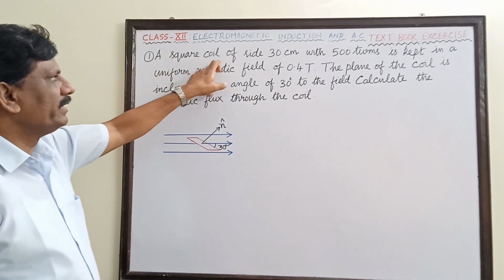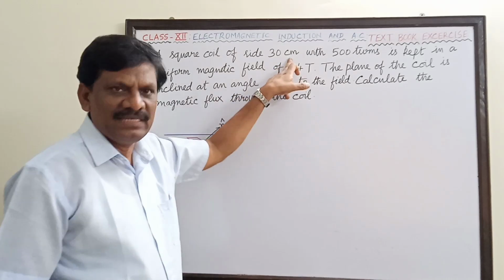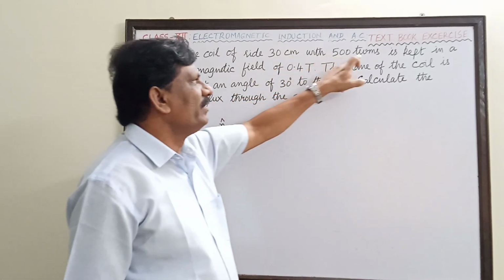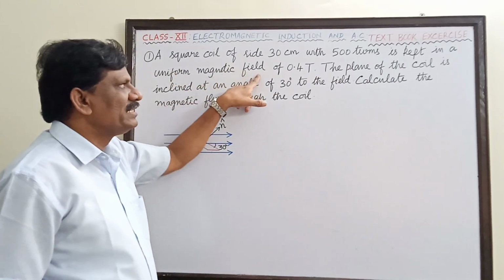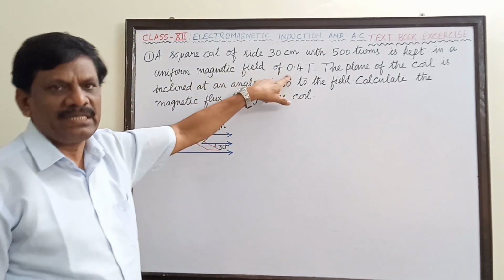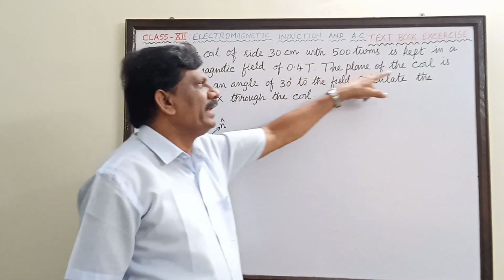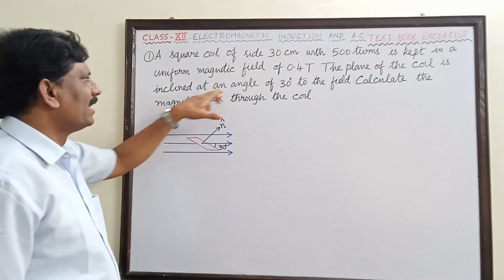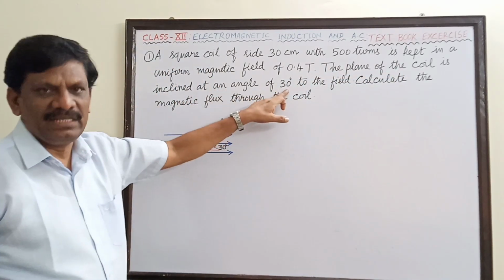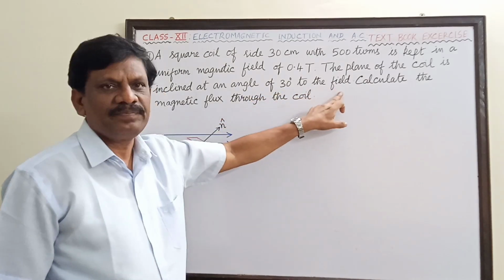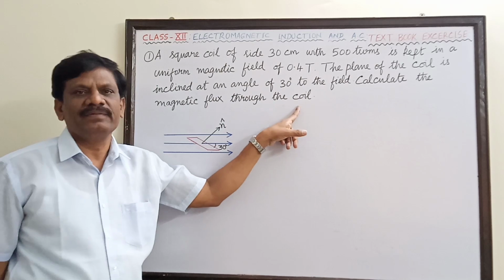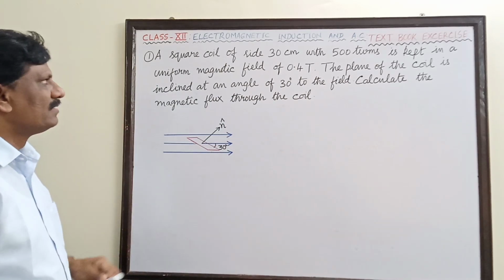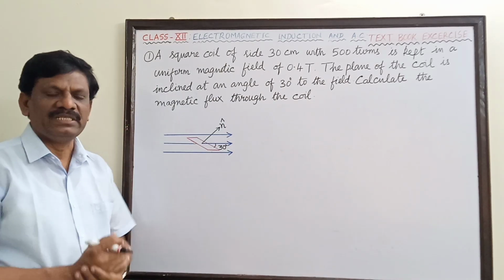A square coil of side 30 centimeter with 500 turns is kept in a uniform magnetic field of 0.4 Tesla. The plane of the coil is inclined at an angle of 30 degree to the field. Calculate the magnetic flux through the coil. So this is very simple and a direct question.